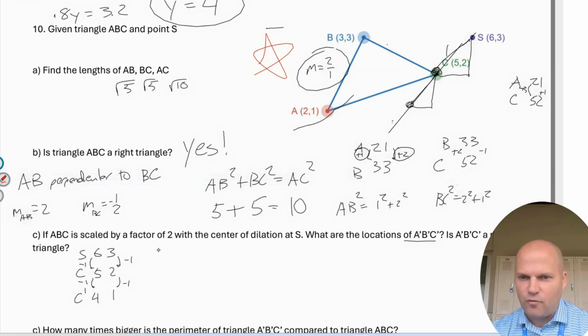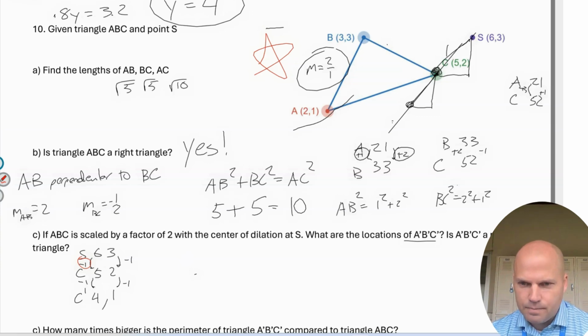If this was a scale factor of 1.5, what would that look like? Well, 6 to 5 is minus 1. That's a scale factor of 1. I would do another half of that and get to 4.5. Cool. If you had a scale factor of 3, we would just keep applying our slope. If you had a scale factor of some crazy decimal, you would look at what your scale factor of 1 is and multiply it by the crazy decimal and then add that to S. But we'll keep it simple.